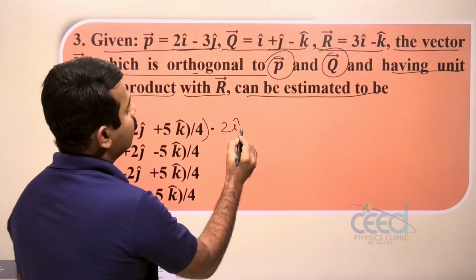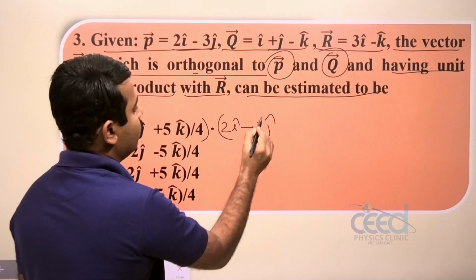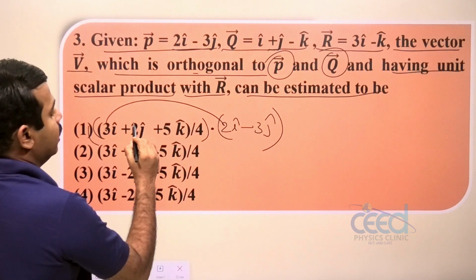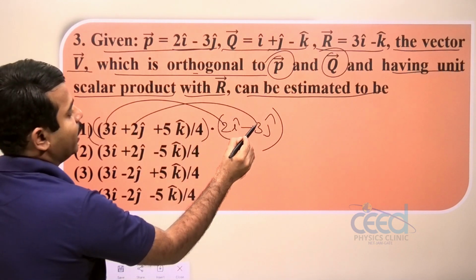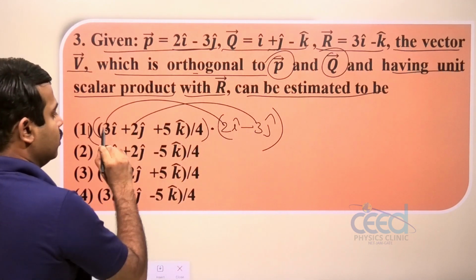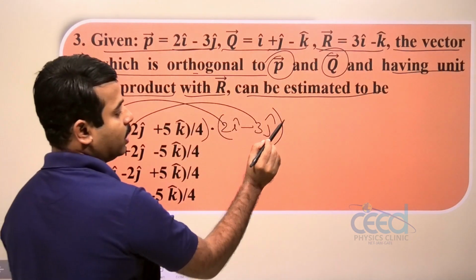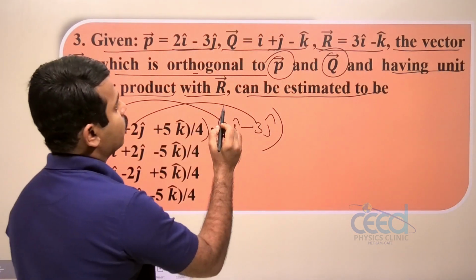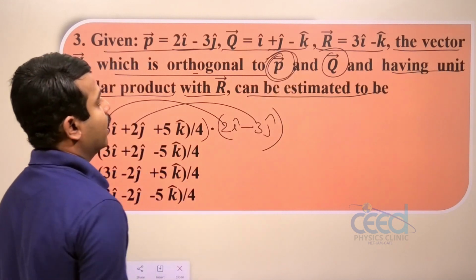2 I cap minus 3 j cap. Then what is the dot product? Here 3 into 2 is 6. Here 2 into minus 3, that is minus 6. So 6 minus 6 is 0. No k cap component. So this dot product is 0. Then the first condition is satisfied, right.